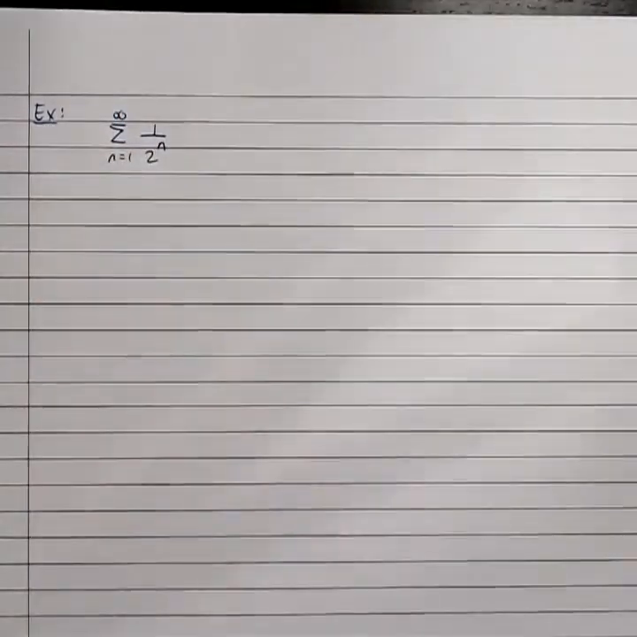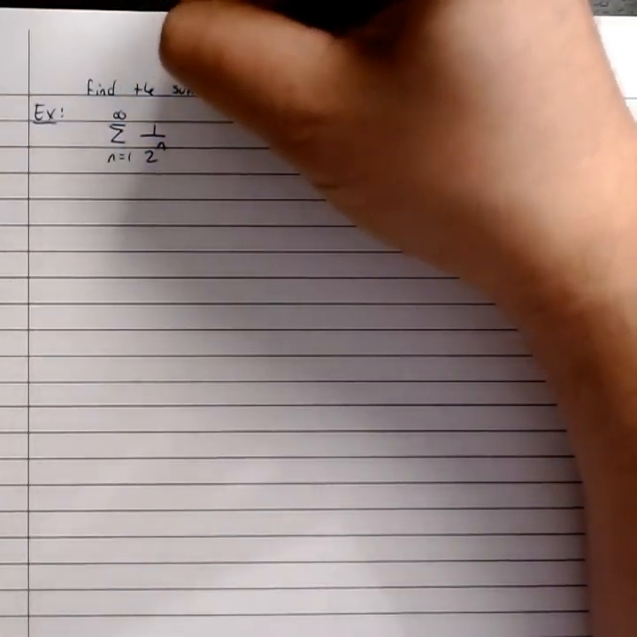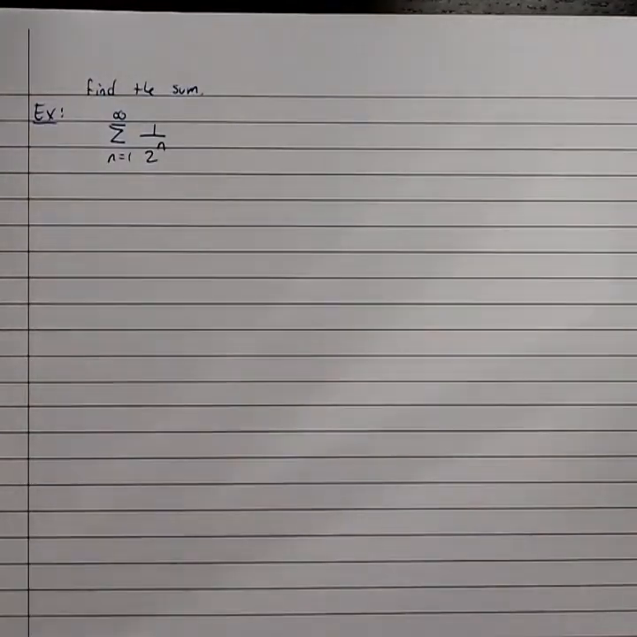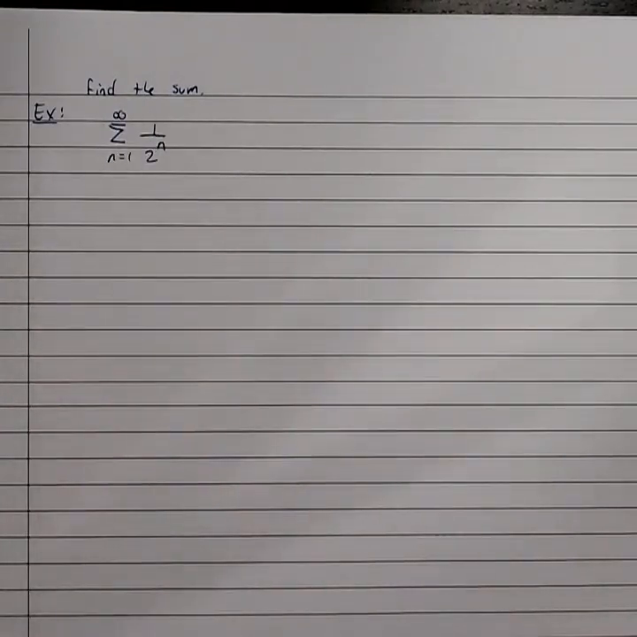So here, consider the series given by the sum as n goes from 1 to infinity of 1 over 2 to the power n. And here the question is, find the sum. Here, the question itself kind of assumes that the sum is defined. In other words, it assumes that this actually has an answer. It assumes that it converges to a number.